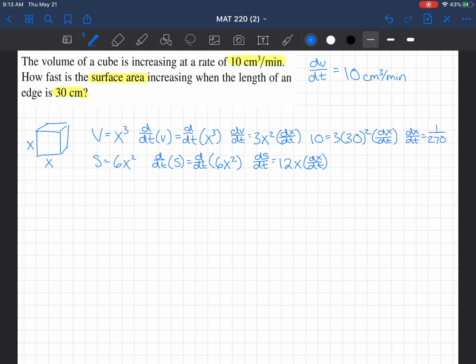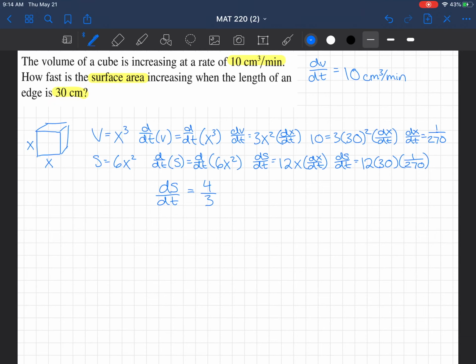And from here, we now have all the values on the right side here, and the rate of the surface area is what we were looking to solve for. So this is perfect. We can go ahead and plug in those values. So we get 12 times 30 times 1 over 270. And again, if you'd like to take a moment, go ahead and plug that into your calculator. Then what we will be left with here is going to be 4 over 3.